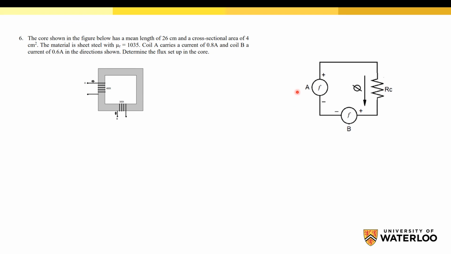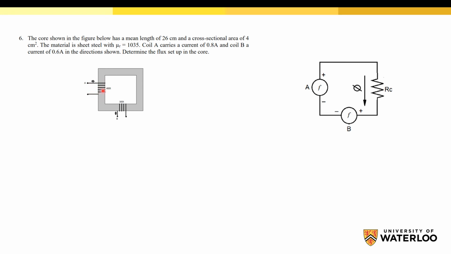So we have two sources and one reluctance. But be careful, because the direction of this source now is tricky, because we have two sources. So either the total will be A plus B or A minus B. So you have to take care of the direction.